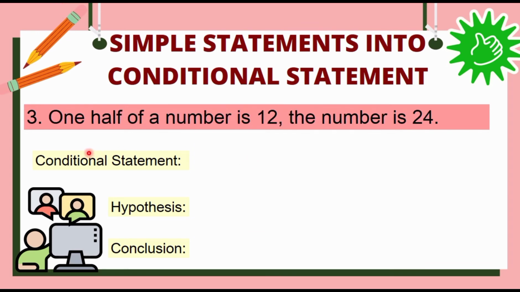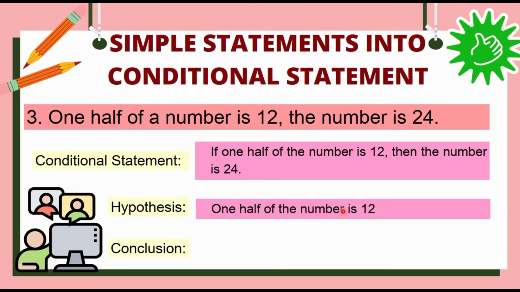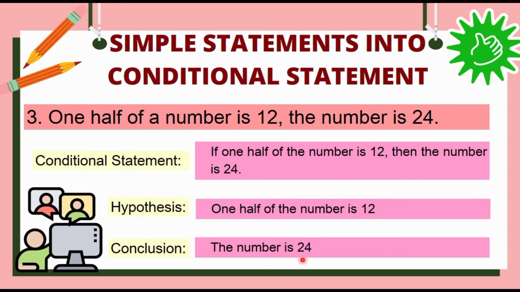Let us move on to example number 3. 1/2 of a number is 12. The number is 24. So let us have the conditional statement: if 1/2 of the number is 12, then the number is 24. Tama naman, because 1/2 of 24 is 12. What do you think is our hypothesis? 1/2 of the number is 12. And our conclusion here is the number is 24. So that is the conditional statement, hypothesis, and conclusion of example number 3.